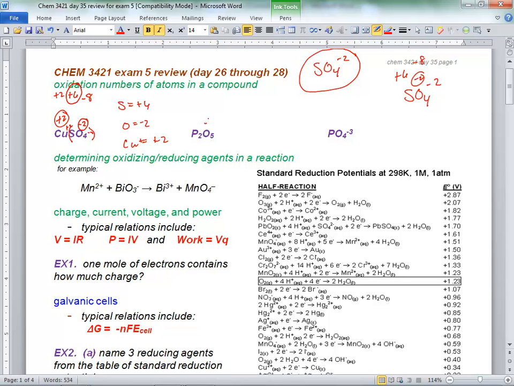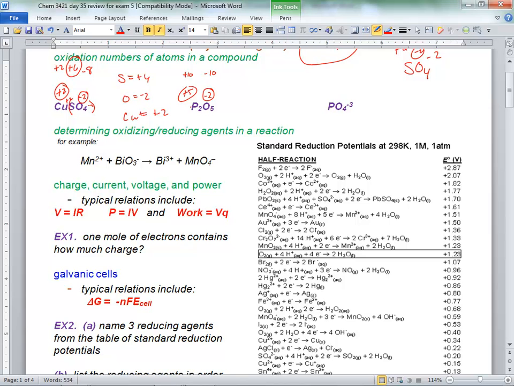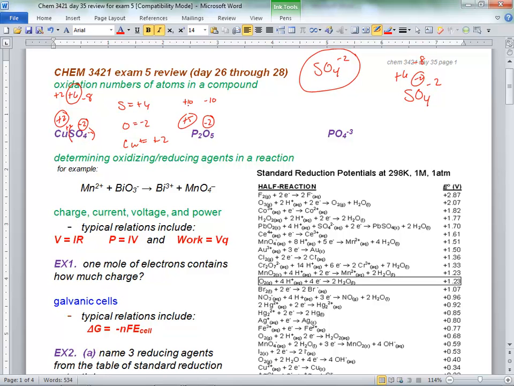P2O5, oxygen's always -2. So phosphorus has to be plus -10, has to be a +10, +5, good. Right? Let's try, yeah, because 2 times +5 is +10. So this side you know is -10. This side has to be +10. So if that side's +10, that means each phosphorus has to be +5. You see? Make sense?